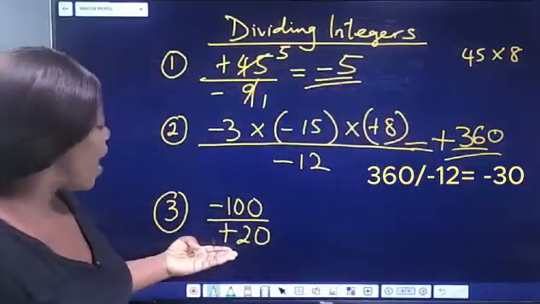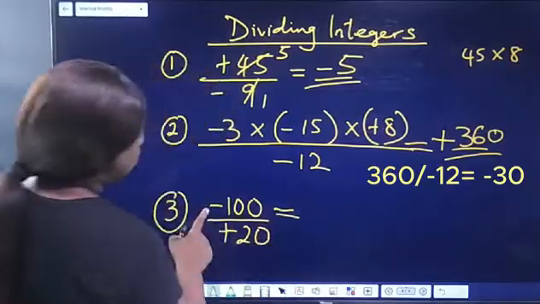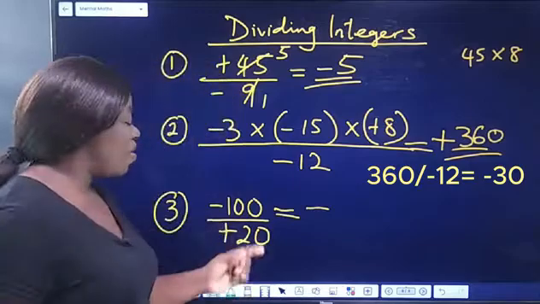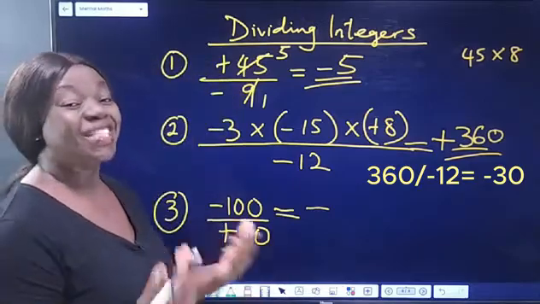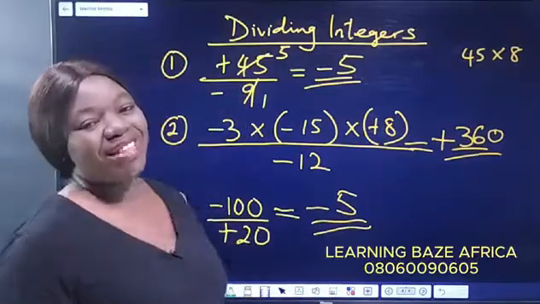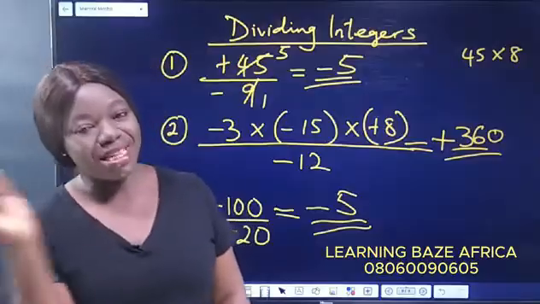Now the next one is minus 100 divided by plus 20. Now look up. Minus divided by plus is minus. 100 divided by 20 is 5. So the answer is minus 5.